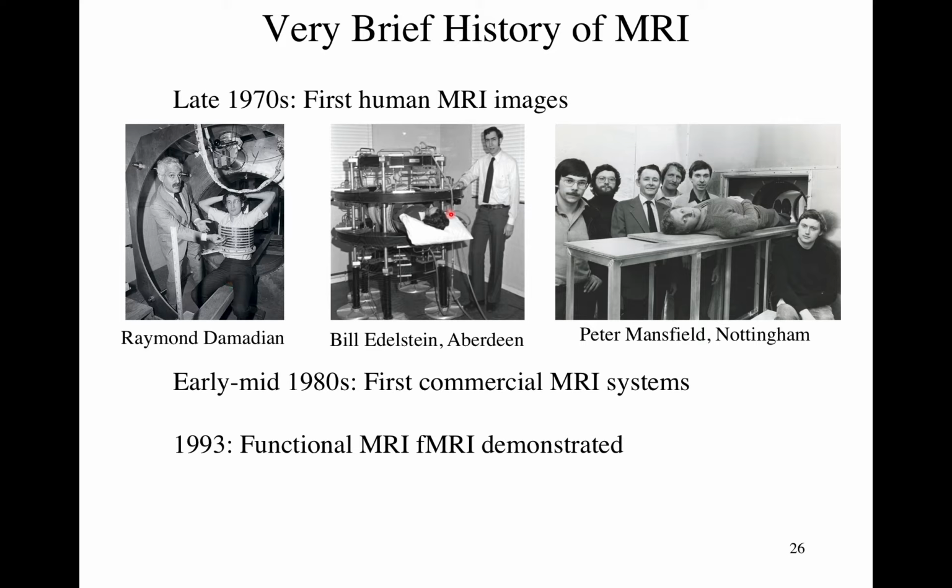This is Bill Edelstein, who has one of the first whole body systems at Aberdeen in Scotland when he was a grad student and postdoc there. And then this guy, Peter Mansfield at Nottingham in England, also made a whole body functional NMR imaging system in the early 80s. And so he shared the Nobel Prize with Lauterbur.